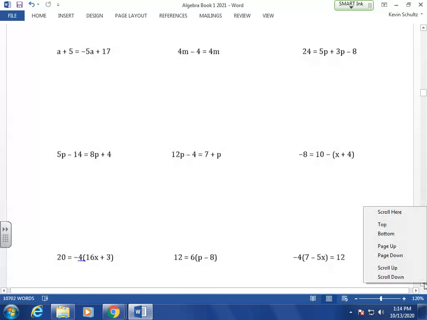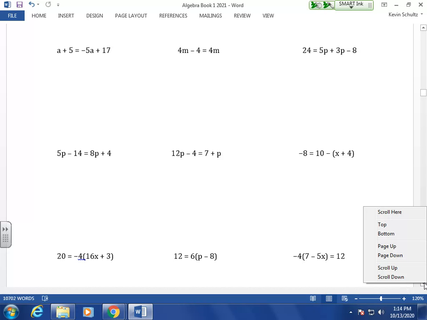My fault. Okay. So the next one here, a plus 5 equals negative 5a plus 17. No, another row above it. Well, you should have done all those though. Those were homework for today. Not the top row on the right, the very right. Yeah, the very right was homework. Valid point.